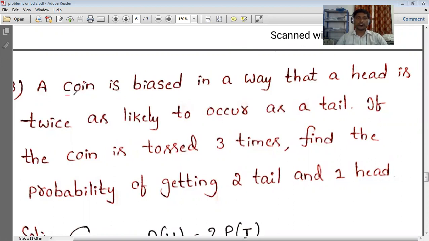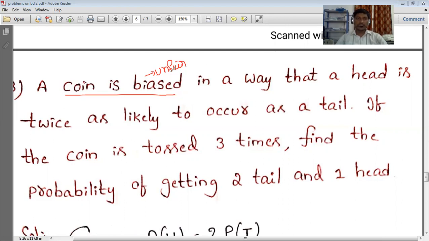First, what they mentioned: a coin is biased. So what is the meaning of biased? Here, there are two things we have to know: biased and unbiased. Biased is nothing but simply unfair. Unbiased is nothing but fair.